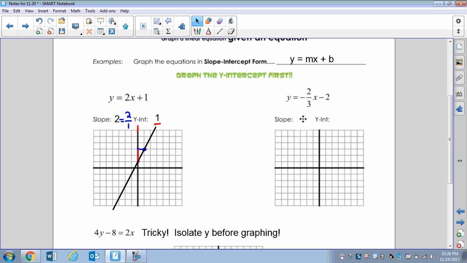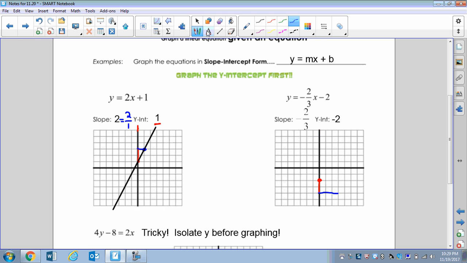So looking here, we have a slope of negative 2 over 3 and a y-intercept of negative 2. So my first step again is to go to my negative 2 and plot my first point. And now to find that second point, we are going to follow the slope. This is negative 2 over 3, so I'm going to go down 2, 1, 2, and then I'm going to go over 3. 1, 2, 3.